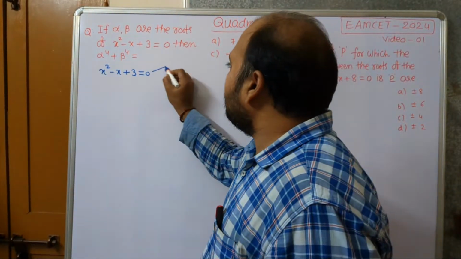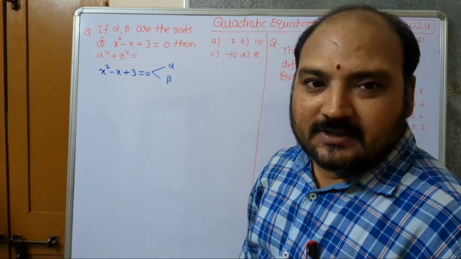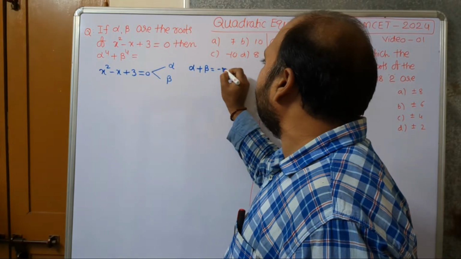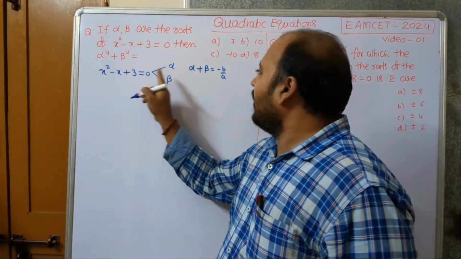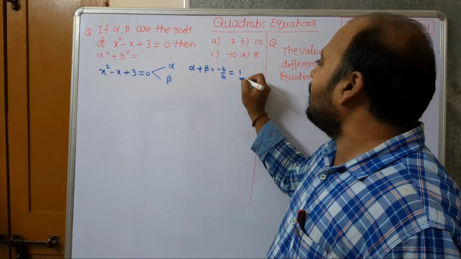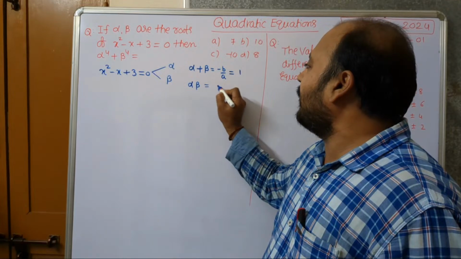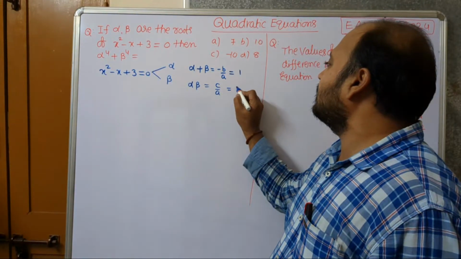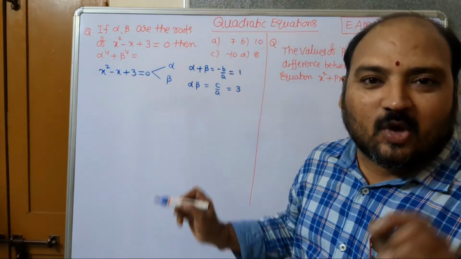Roots are given as alpha and beta. First find out the sum of the roots. Sum of the roots, alpha plus beta, is minus b by a. Compare with ax square plus bx plus c. A is equal to 1, b is equal to minus 1. So minus b by a means minus of minus 1, plus 1 will come. Alpha beta is c by a, the product of the roots. So c value 3, a value 1, so it comes 3. So alpha plus beta value 1, alpha beta value 3, we got it.